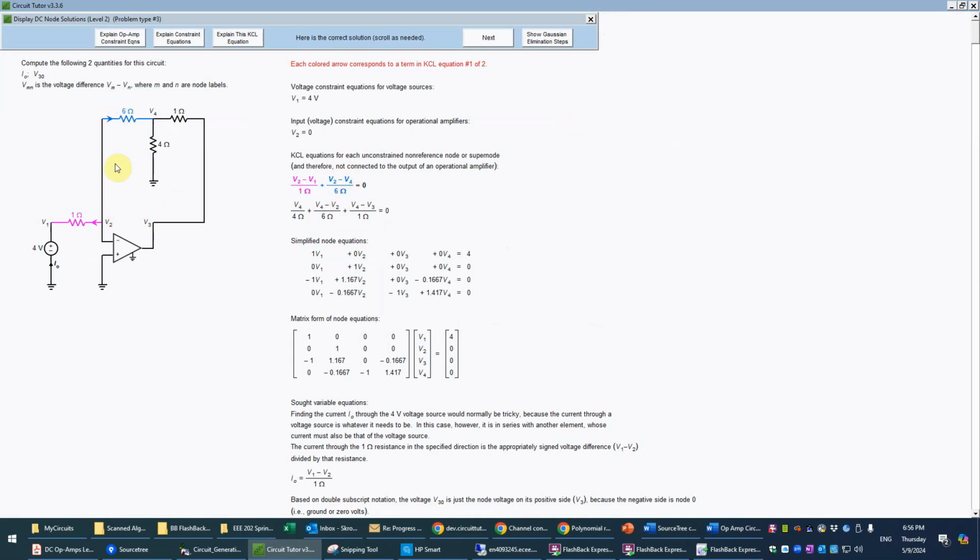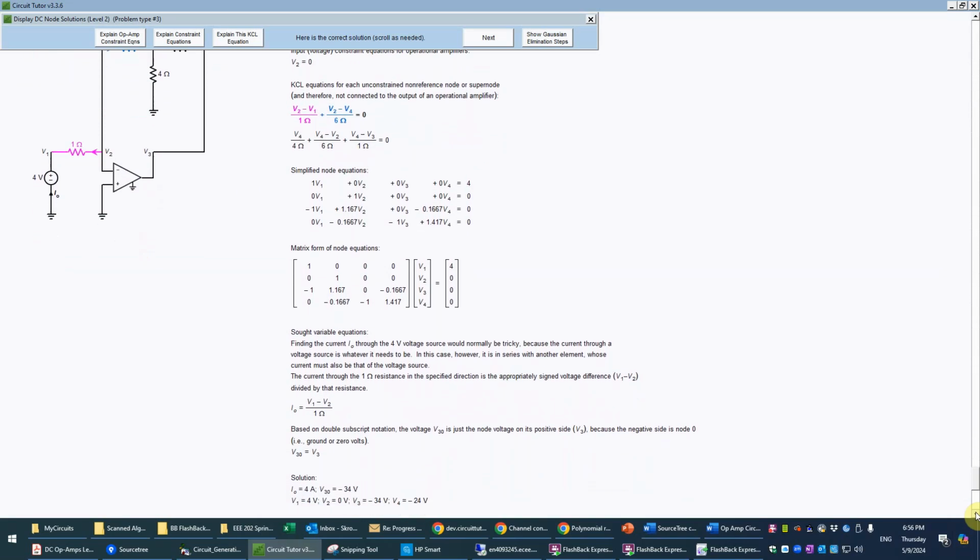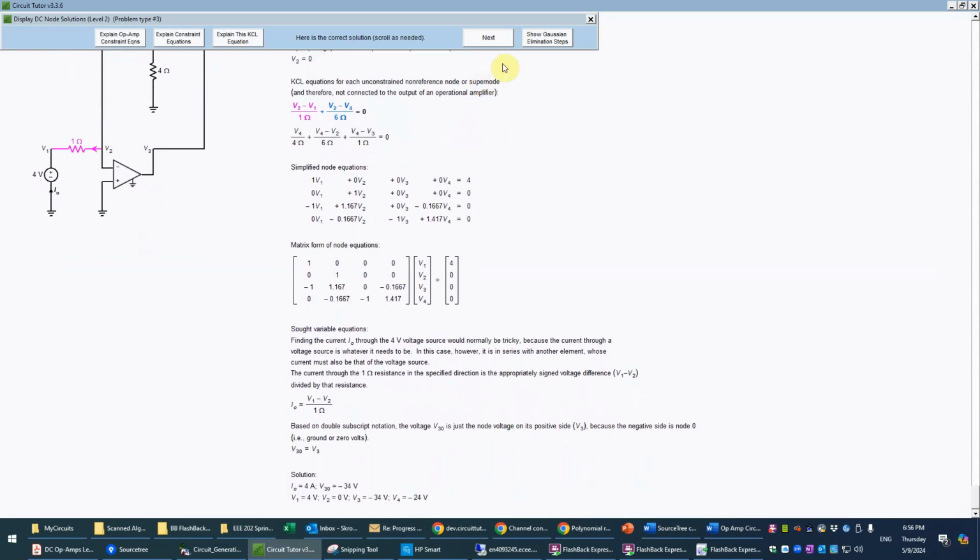There's no simplification that can be done. Notice there was nothing in series or parallel. We could not simplify this circuit, unlike some of the other circuits on this level. But we did write the node equations, and it's illustrating that here. And I won't go through all the rest of it, but it does basically explain everything that was done.